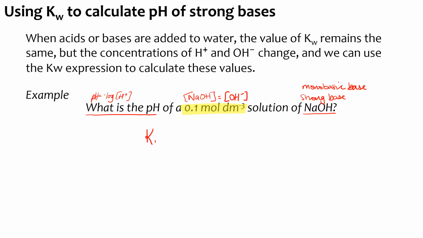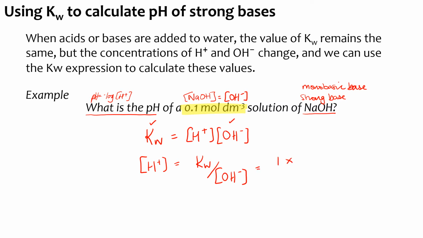Well, luckily we have an expression that links those two, that Kw is the concentration of H+ times the concentration of OH-. Well, we know Kw. Kw is 1 times 10 to the minus 14. And we have got the concentration of OH-, 0.1. So we rearrange to find H+. So H+ is Kw divided by the concentration of OH-. Substitute in our values, 1 times 10 to the minus 14 divided by 0.1. And when you put that into a calculator, you get the H+ being 1 times 10 to the minus 13, and that will be moles per decimeter cubed.